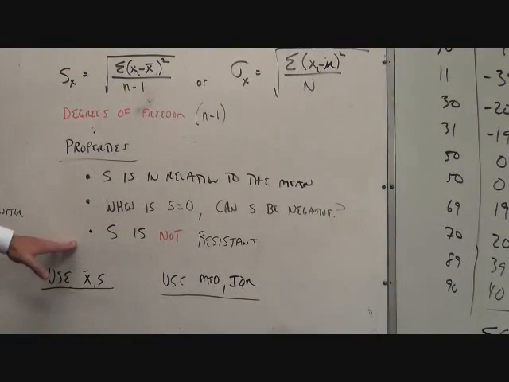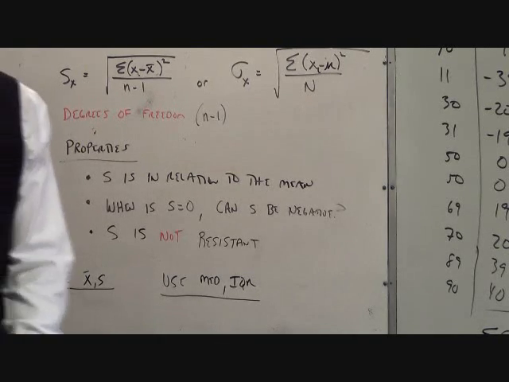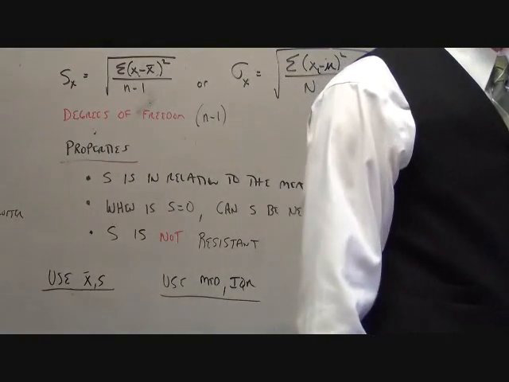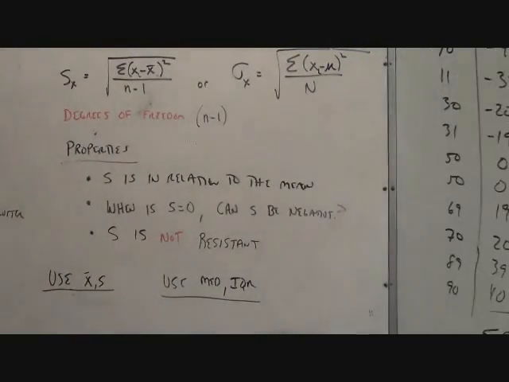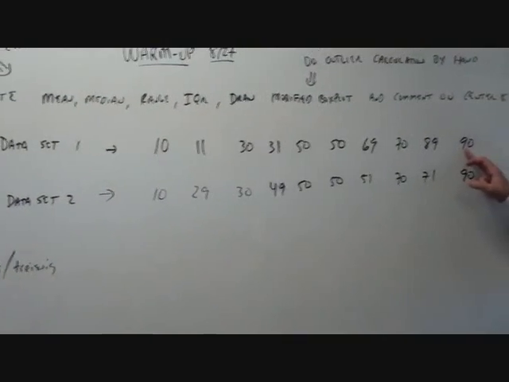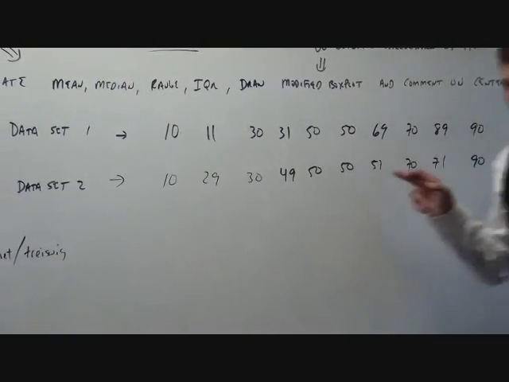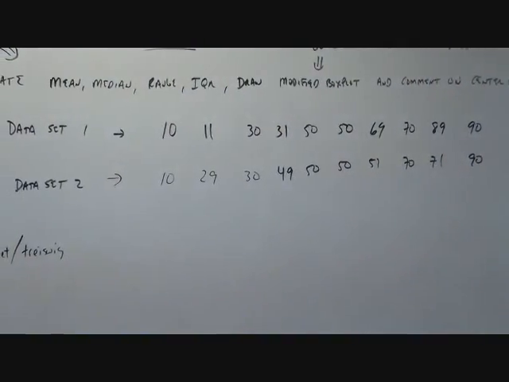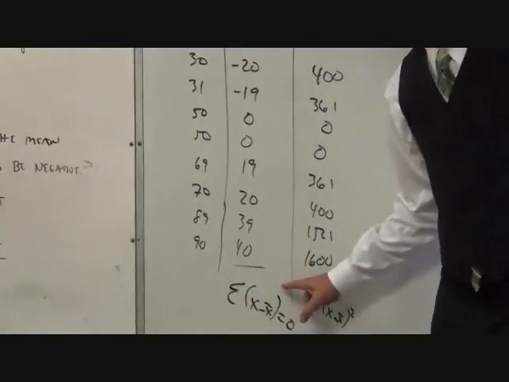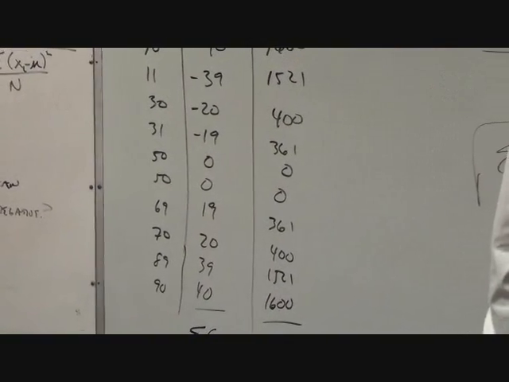All right, this is a biggie, and you guys are still getting confused on this word resistant. Standard deviation, we say, is not resistant. What does that mean? If this number up here, instead of 90, was 90 million, standard deviation would go crazy. Let's think about this. Now this number is 90 million, and now we have to find the difference of 90 million from the mean, and then square it and all that, right? So standard deviation is not resistant.